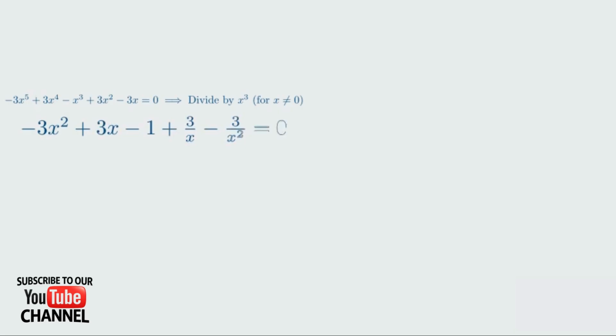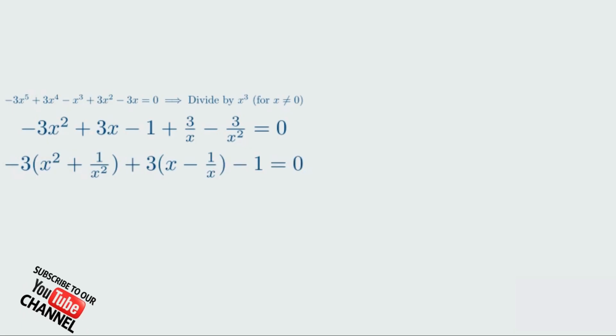Let's rearrange the equation by dividing by x cubed, assuming x is not 0. This gives us negative 3x squared plus 3x minus 1 plus 3 over x minus 3 over x squared equals 0. Now we can group terms that are reciprocals of each other. We have minus 3 times x squared plus 1 over x squared plus 3 times x minus 1 over x minus 1 equals 0. This is looking good.